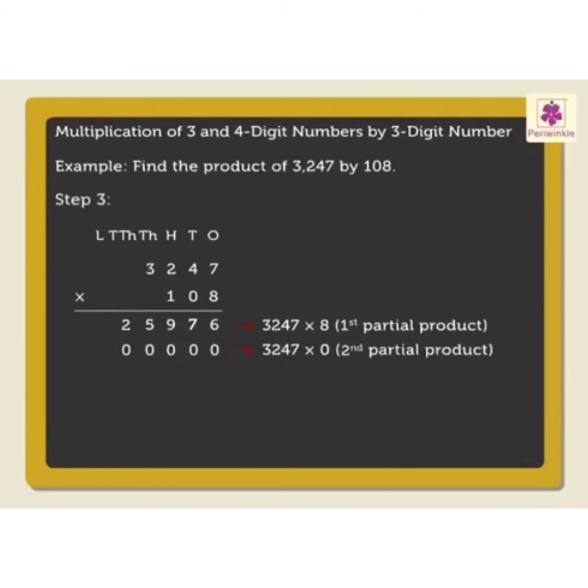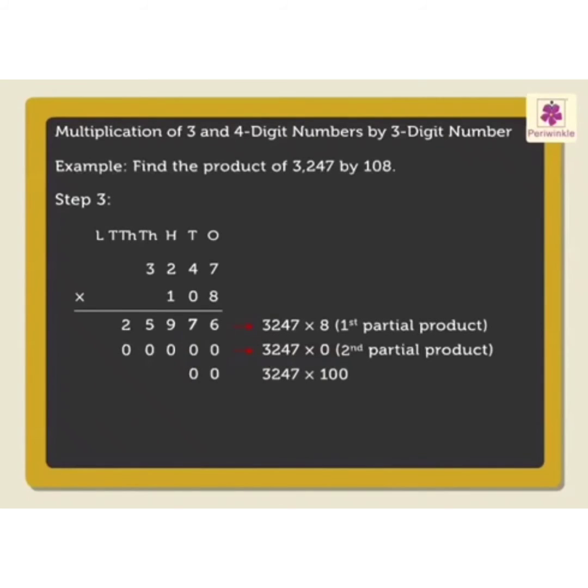Now, multiply 3,247 by the 100 digit of 108, that is 1. As the digit 1 is in the 100 place of the multiplier, we are actually multiplying 3,247 by 100. So, we write a 0 below the digit 0 and 0 of the second partial product.